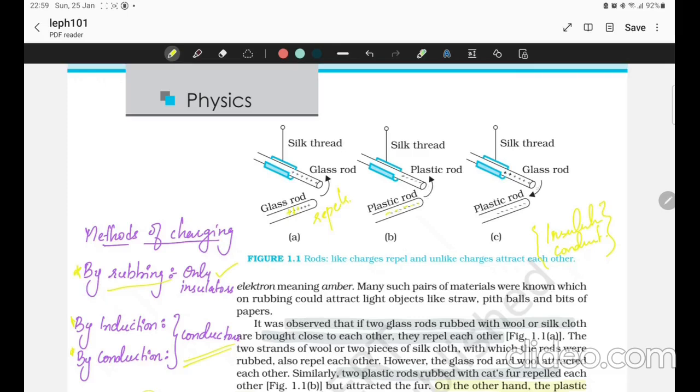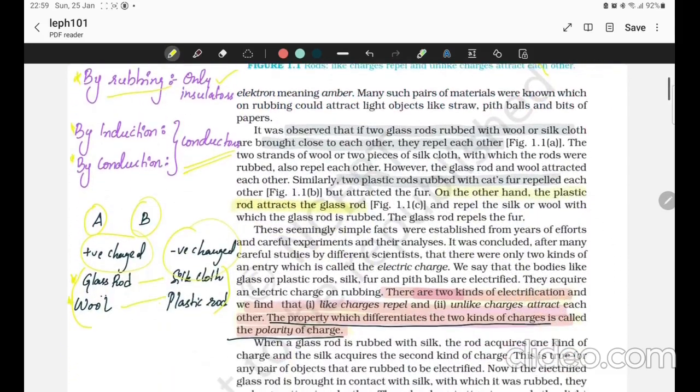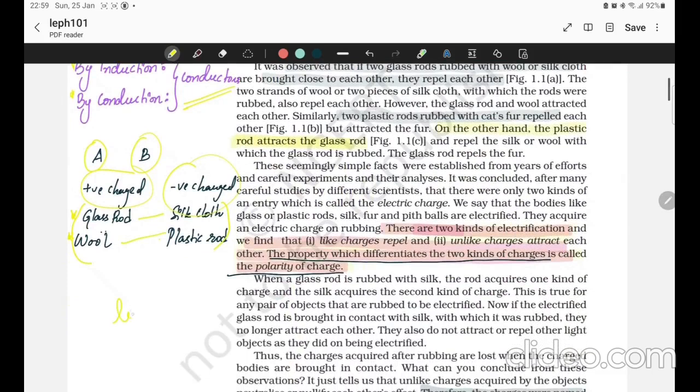In the third case, you can see that when you rub a glass rod with a silk thread, it will be positively charged, and when you rub a plastic rod with a silk thread or a woolen cloth, whichever it be, it will be negatively charged. So when you bring this glass rod and plastic rod together, they will attract. So from this experiment we understood that like charges are there, unlike charges are also there, and like charges repel and unlike charges attract. So this is the main important point.